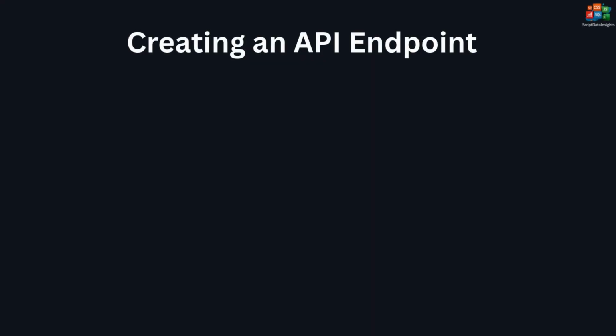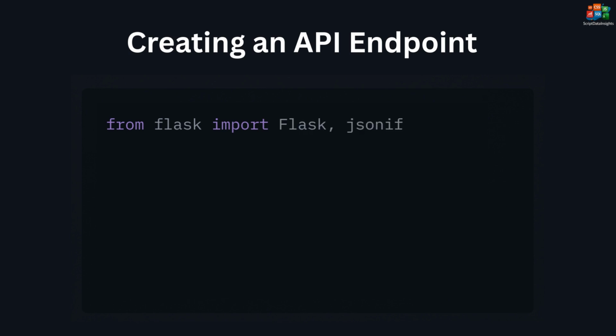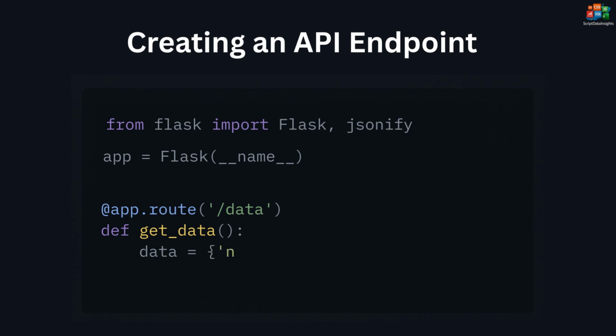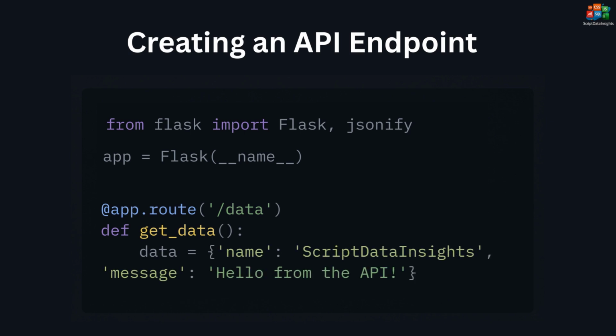The core of any API is its endpoints. Let's practice creating an API endpoint. An endpoint is a specific URL that an API can listen to and return a response from. In this code, we create a new route called /data. When a user navigates to this URL, our get_data function will execute. We use the jsonify function to return a Python dictionary as a standardized JSON response, which is a common format for sharing data on the web.